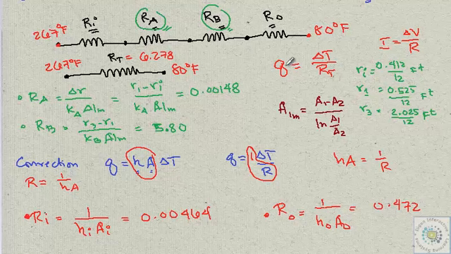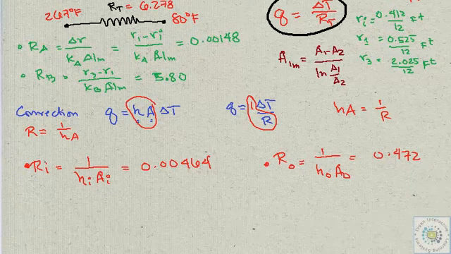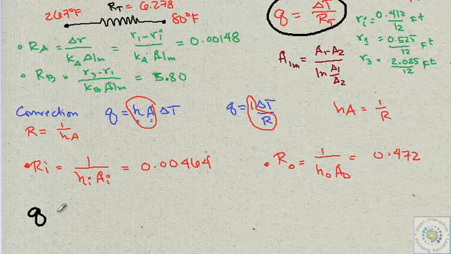Then we calculate Q, the flow of heat, using this formula. Let me drag it here. Q is the amount of heat lost per foot, because we're being asked to calculate heat loss for 1 foot of pipe. So we have delta T. The total driving force is 267 minus 80. Then the total resistance is 6.278, and that will give us a value of 29.8.